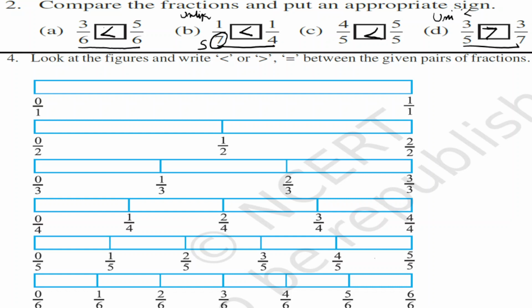And look at the figure and write less than or greater than or equal to between the given pair of fractions. Here 0 is less than 1, so 0 by 1 is less than 1 by 1. And here 0 is less than 2 and 1 is less than 2.